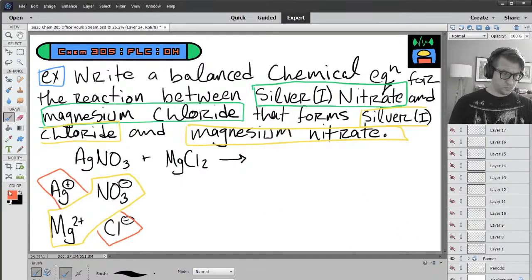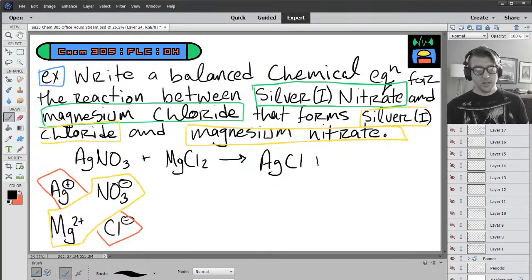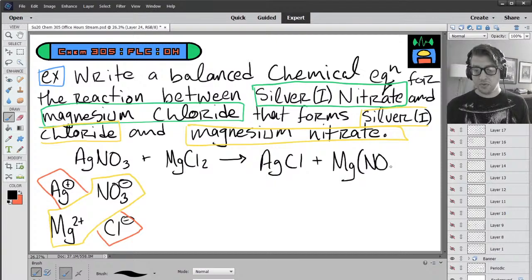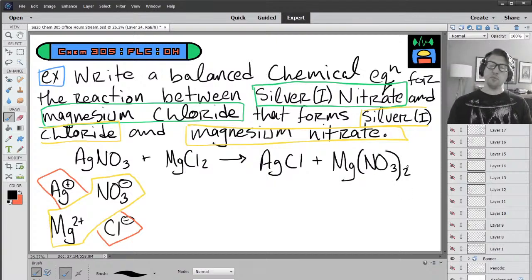So silver chloride is going to be a 1-to-1 ratio because it's a -1 and a +1. Magnesium nitrate is going to be a 1-to-2 ratio because we need 2 nitrates to balance our magnesium. Now, whenever you have more than 1 polyatomic ion, you have to show that by placing it in parentheses and putting that subscript on the outside of the parentheses.